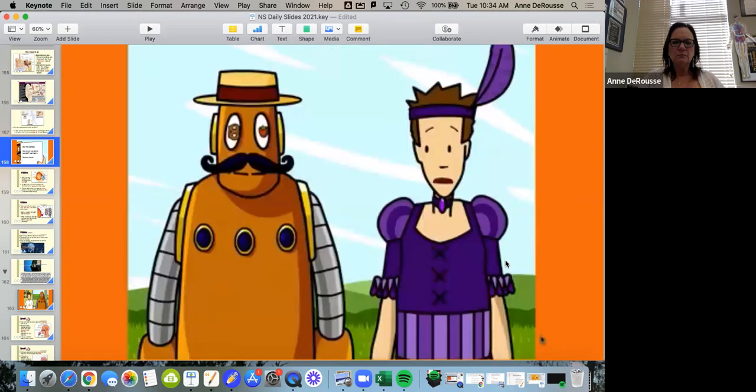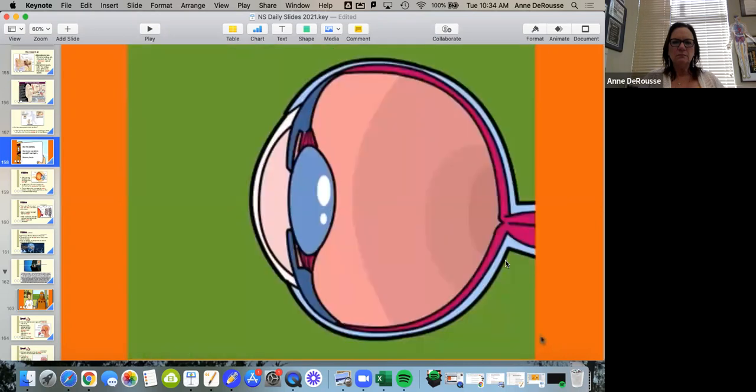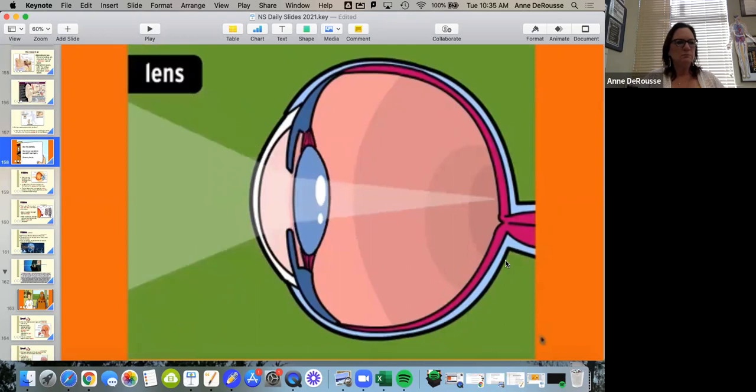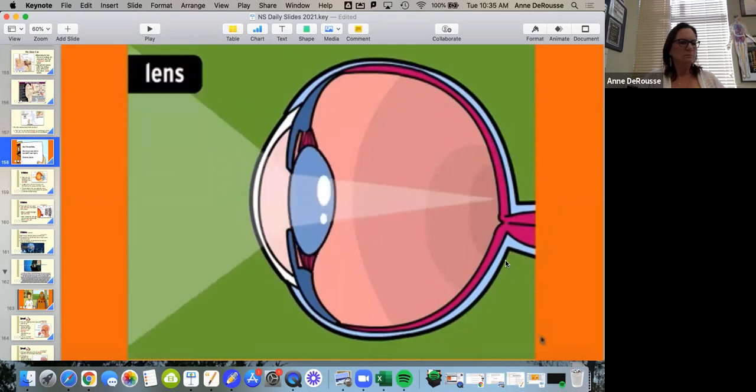Right behind the pupil is the lens, which focuses light onto the back of your eyeball. The lens is clear and curved, and it can change its shape depending on what you're trying to focus on. It acts a lot like the lens of a camera.